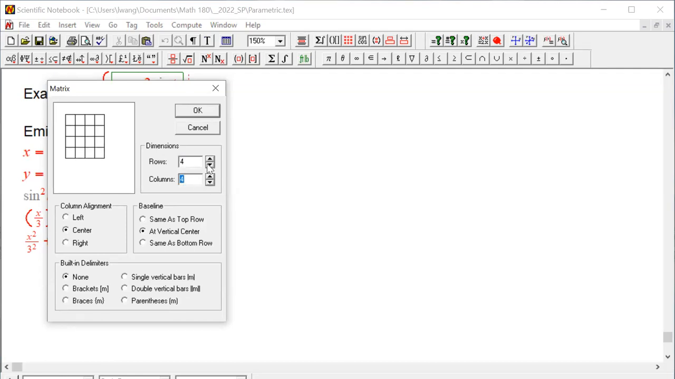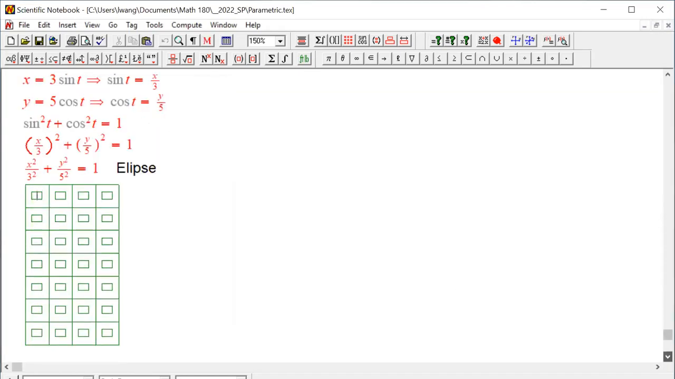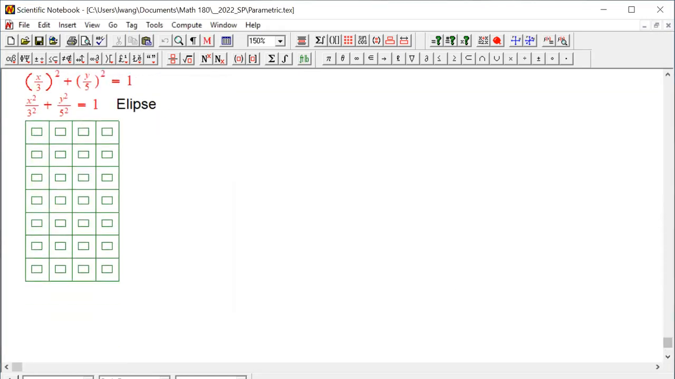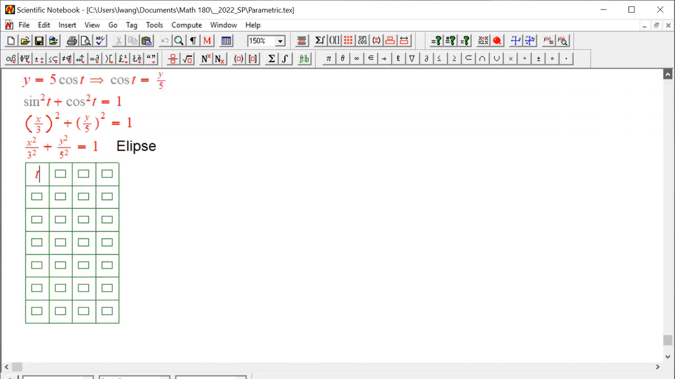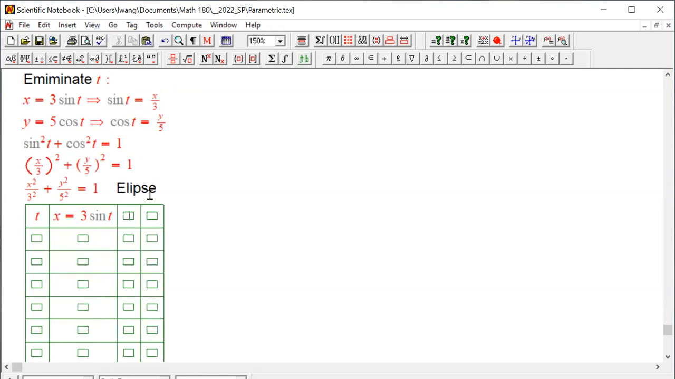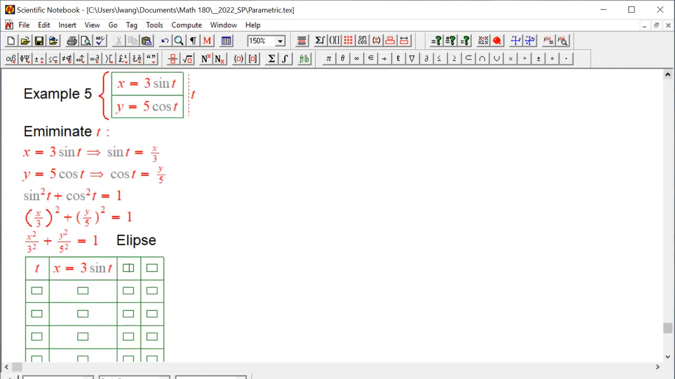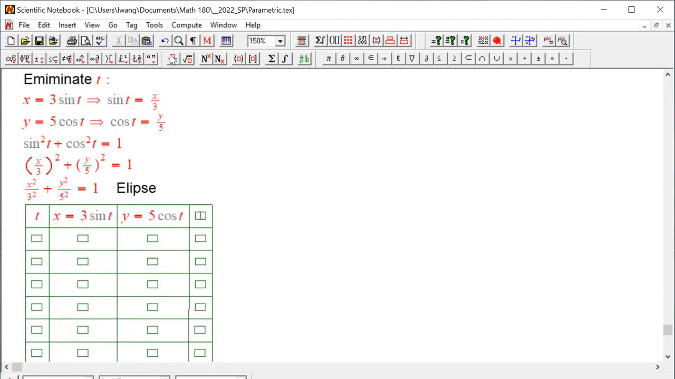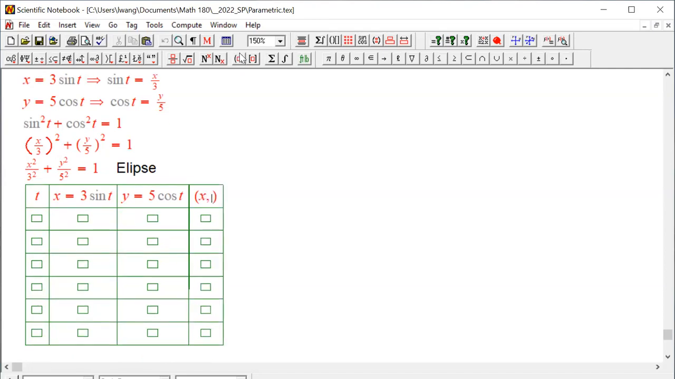Okay, with number of rows, right? And here, of course, we have t. So you really experience how parametric equations can produce a graph. Parametric equation produces graph. Okay, and then our point, x comma y.